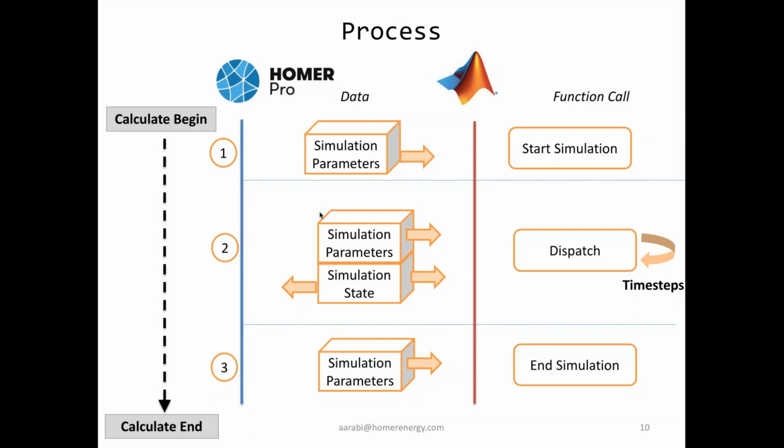Over here, it generates simulation state and sends that to the MATLAB workspace, and then calls the dispatch function. Now, dispatch function is an opportunity for you to control how the components are used to meet your load and operating reserve requirements. Step 2 is repeated until all time steps are simulated. And once all time steps are simulated, then we move on to the third step, in which HOMER Pro calls end simulation. Any errors reported in this stage will be shown in the HOMER user interface.